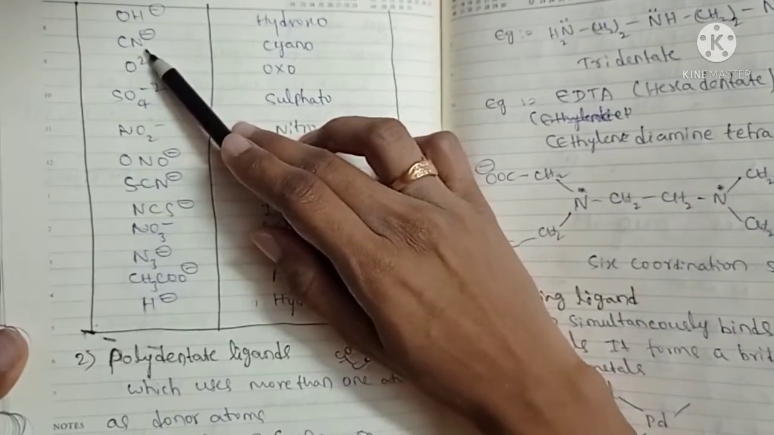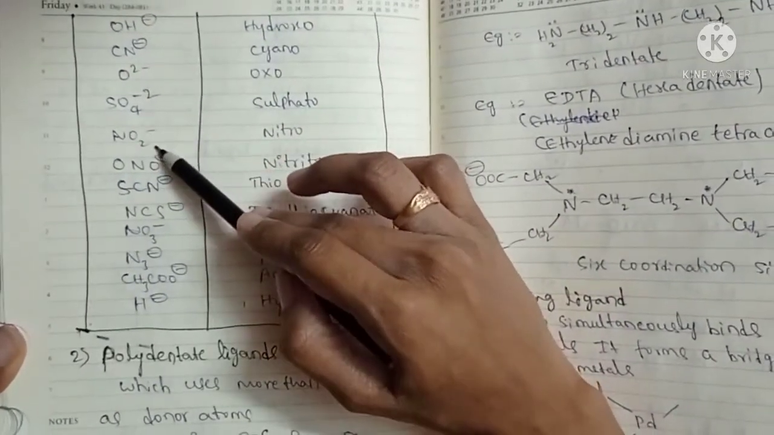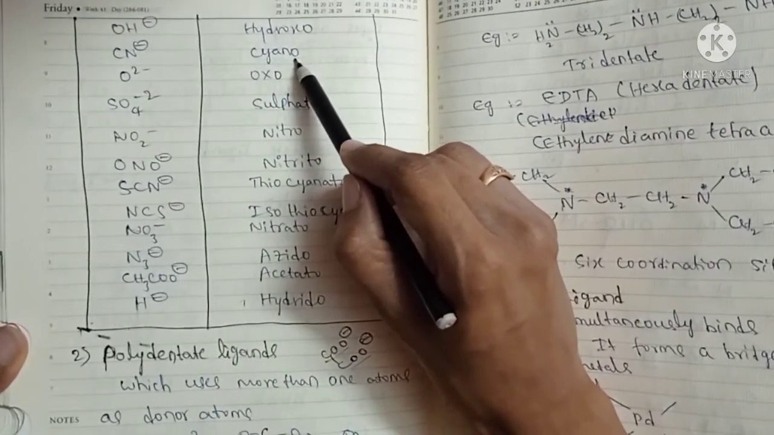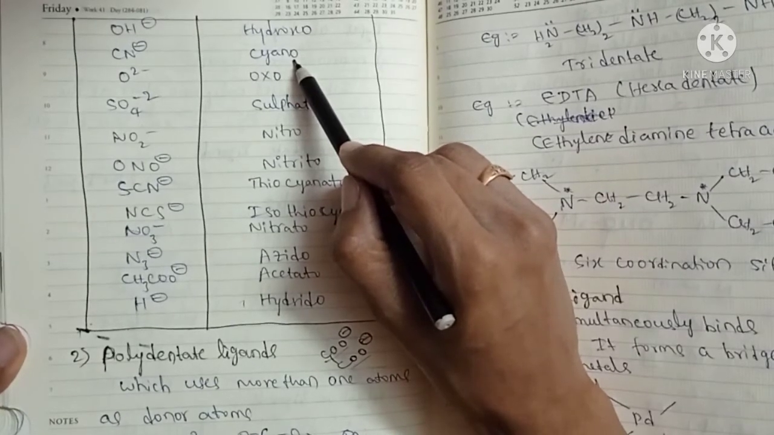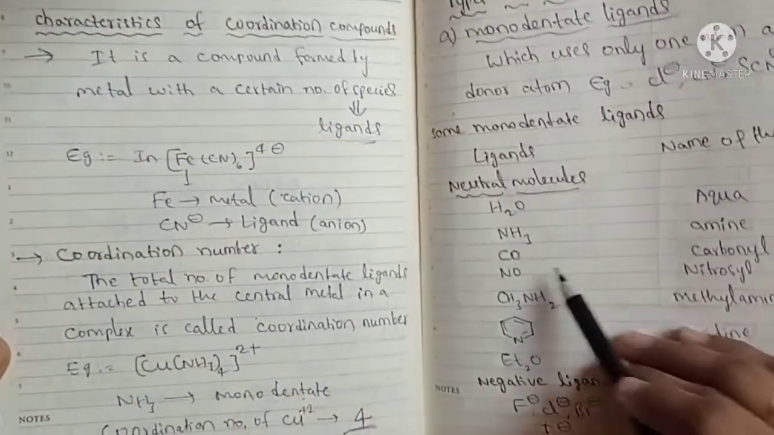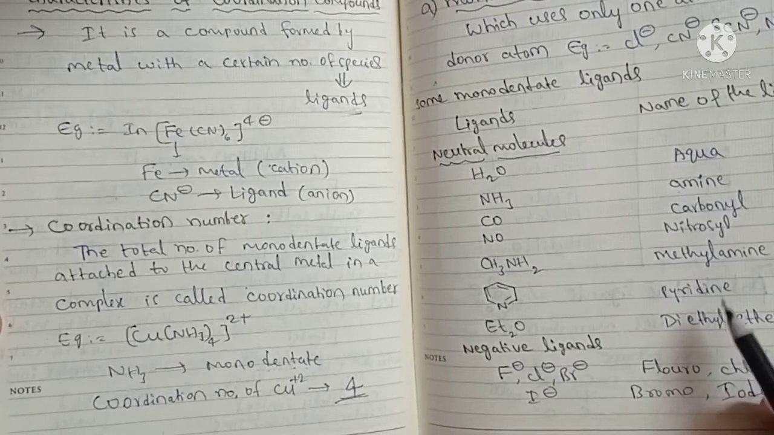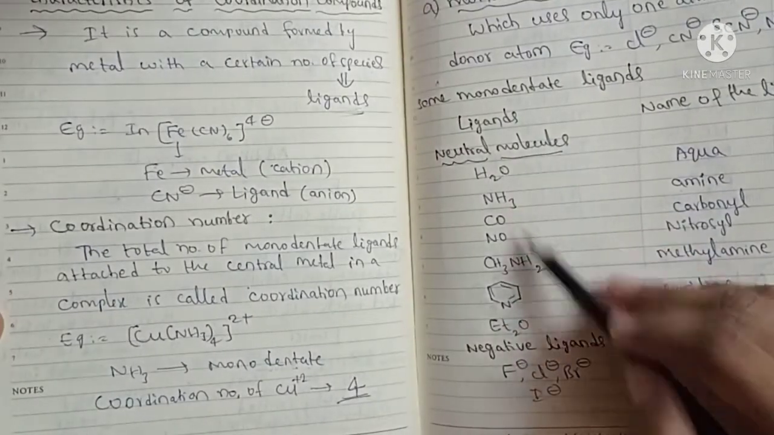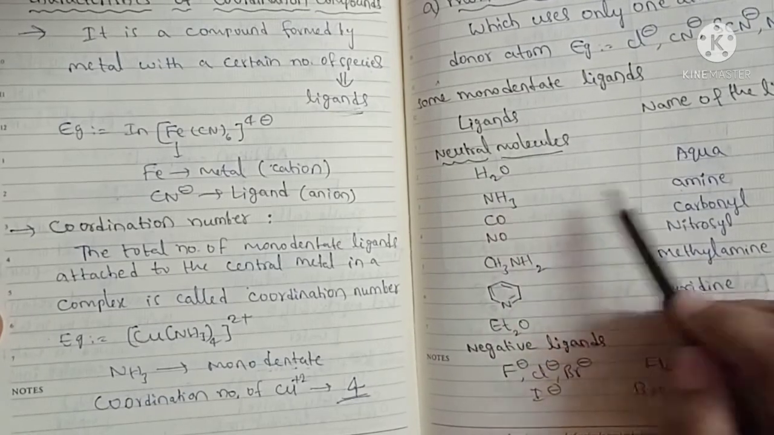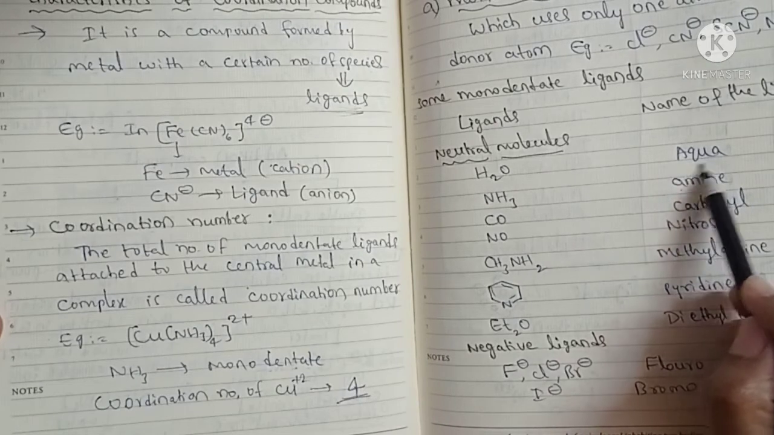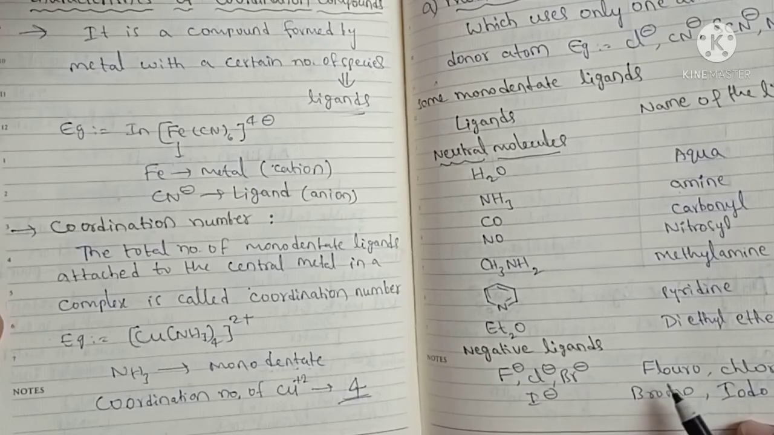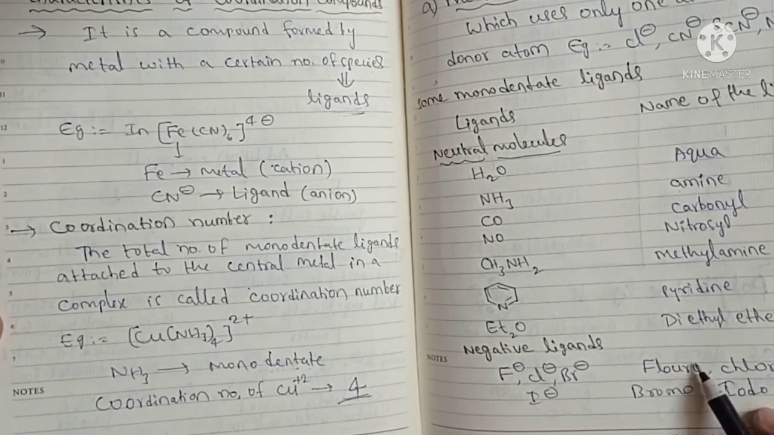Hydroxo, cyano, oxo, sulfato. For negative ligands, we use the O suffix: chloro, bromo, iodo, like that. You have to remember all these names of the ligands. Many ligands are there, but I have given only the important ones. These are neutral ligands. For neutral ligands, we use names like aqua, amine, carbonyl. For negative ligands, we use O as the suffix.